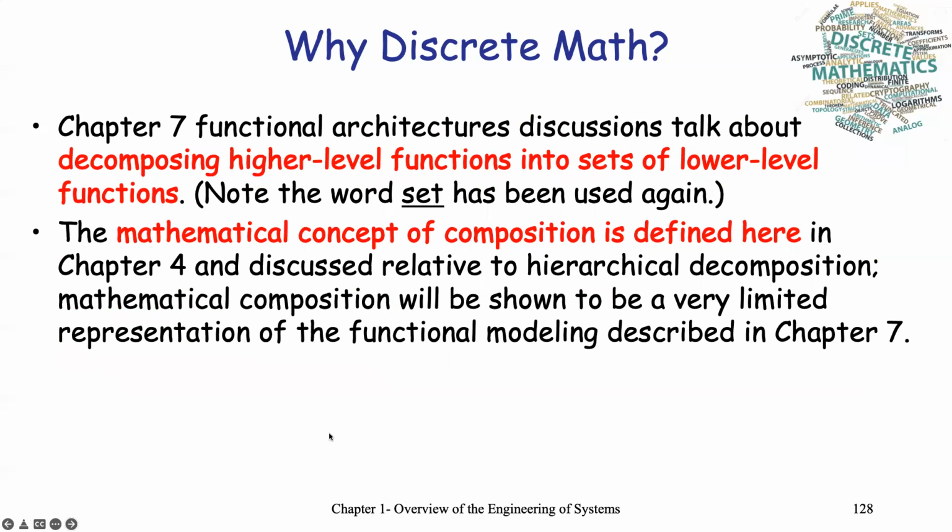In chapter 7, functional architecture discussions talk about decomposing higher level functions into sets of lower level functions. And we can note that the word set is being used here again. The mathematical concept of composition is defined here in chapter 4 and discussed relative to hierarchical decomposition. Mathematical composition will be shown to be a very limited representation of the functional modeling described in chapter 7.